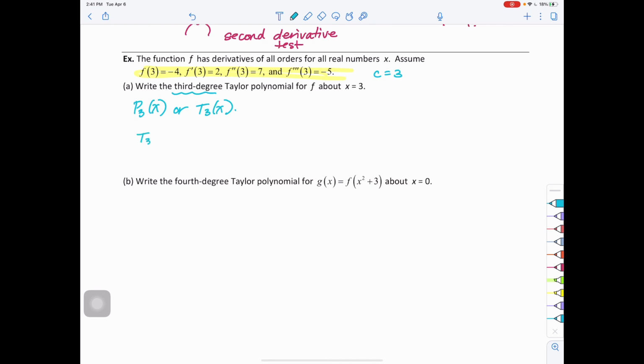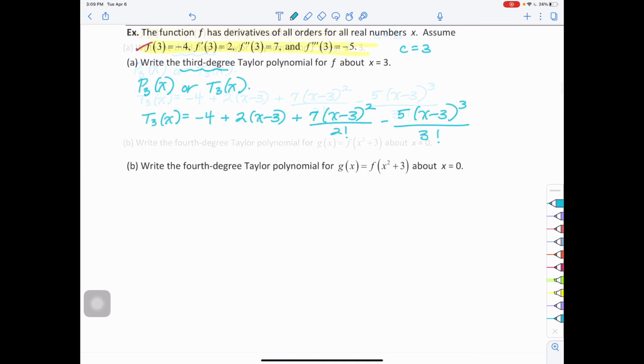So T3 of x is equal to, remember your first one is f of 3, so that would be negative 4. And then now we're going to use the first derivative multiplied by x minus the center. Then we're going to get that second derivative evaluated at 3, x minus 3 squared over 2 factorial. And then the last one, and that's a negative 5. So it would be minus 5 times x minus 3 cubed over 3 factorial. It's as simple as that. Right. Okay, let's look at example B.